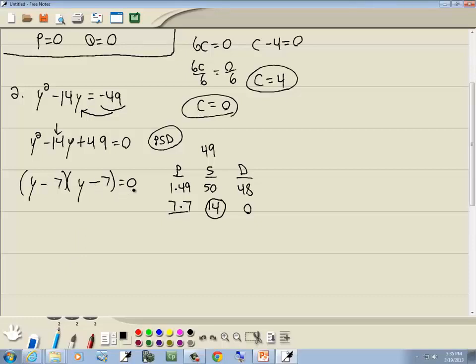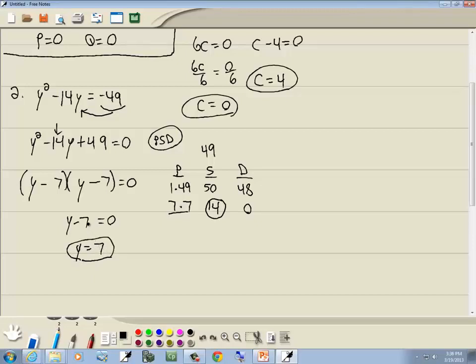Zero factor property says you get 0 on one side, you factor the other side, you can set each factor equal to 0. Now these are both the same, so it doesn't do me any good to set both of them equal to 0. So I'll set y minus 7 equal to 0 and solve for y, and we get y is equal to 7.